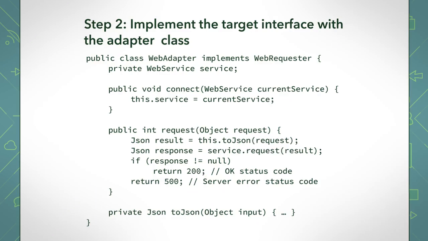Step 2. Implement the target interface with the adapter class. Your adapter provides the methods that will take the client class's object and convert it into a JSON object. This means that the adapter can convert any instance of a class that the client can create and send that in a request. The adapter class also handles transferring the translated request to the adaptee. The client class only needs to know about the target interface of the adapter.